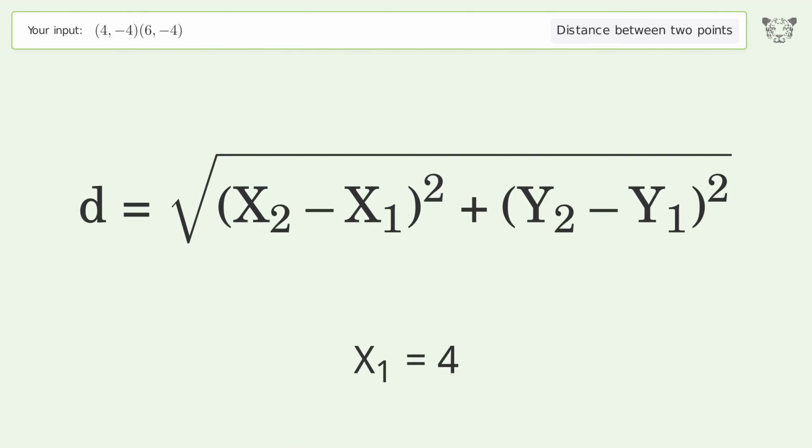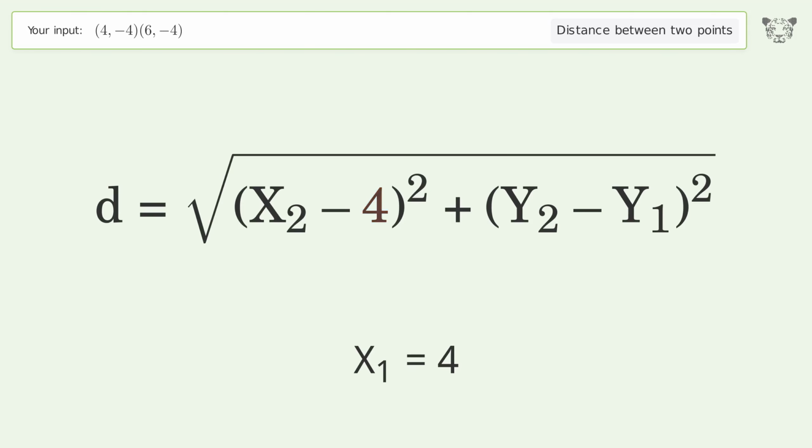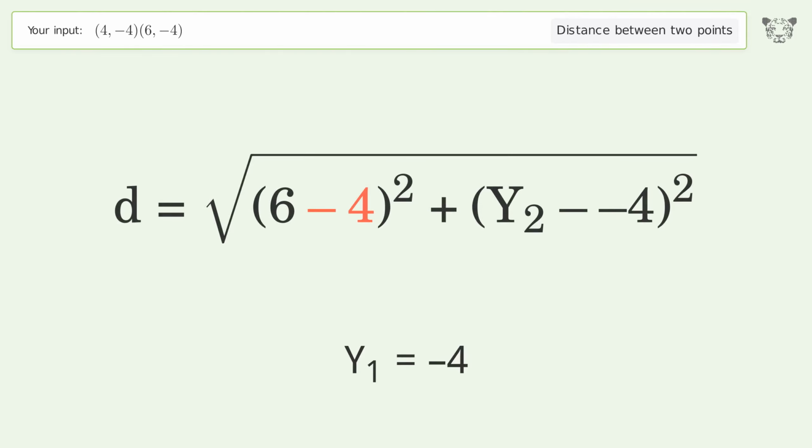x1 equals 4. x2 equals 6. y1 equals -4. y2 equals -4.